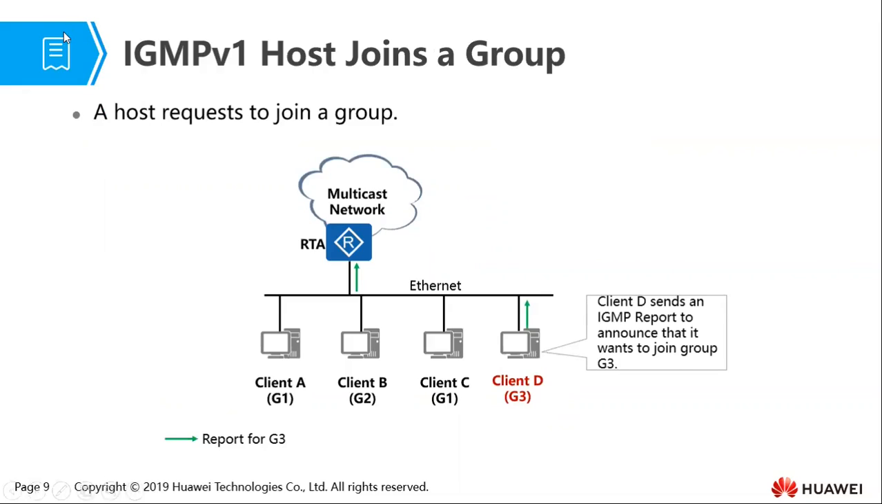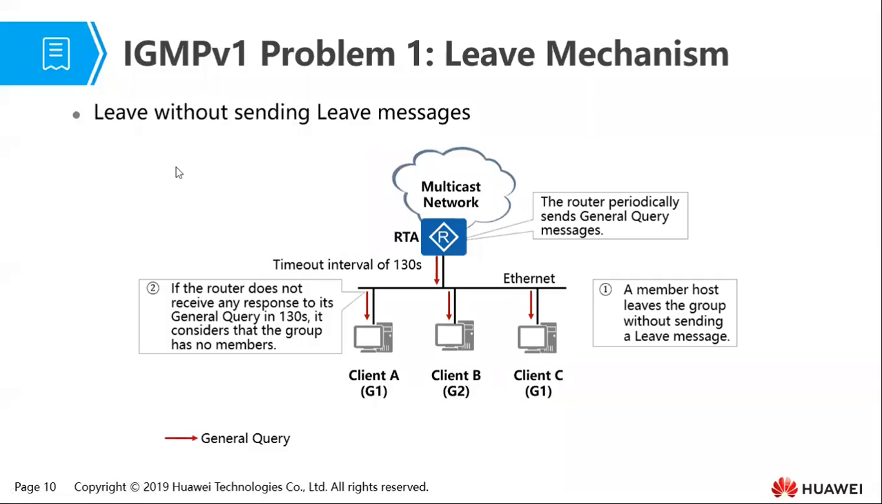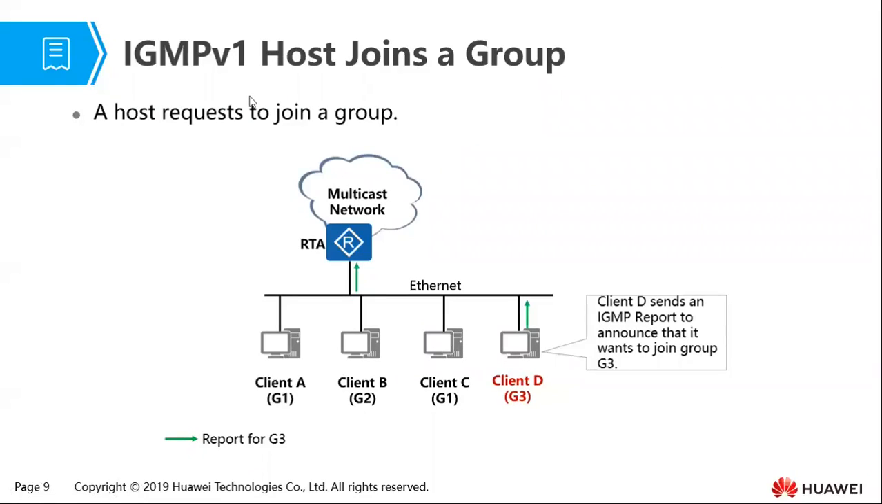So in IGMP version 1, how does a host join a group? A host will always request to join a group. For example, client D has just been connected to this network segment. Even before it receives a query, it can immediately send an IGMP report to announce that it wants to join group 3. Generally, that is how IGMP handles joining a group.